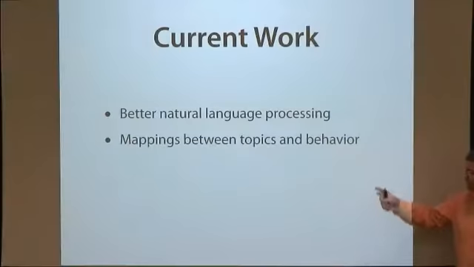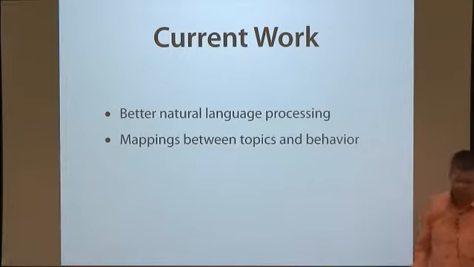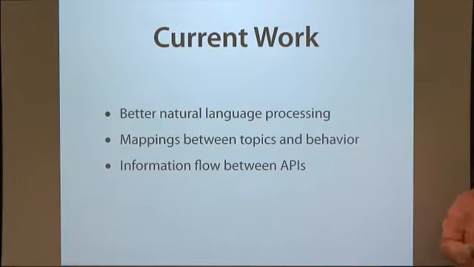We can also go and create explicit mappings between topics and behavior, figuring out here's a topic and these are the combinations of APIs that would be associated with that topic. We can look for much better features of individual applications. Information flow is our number one candidate. We're heavily investing into that.